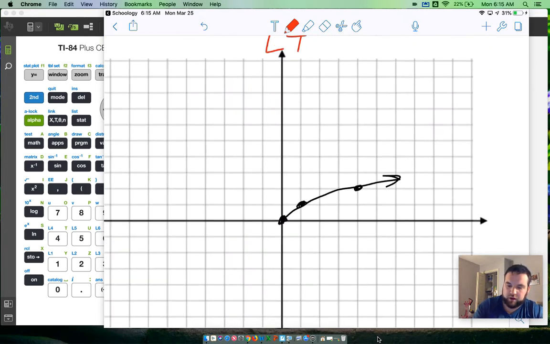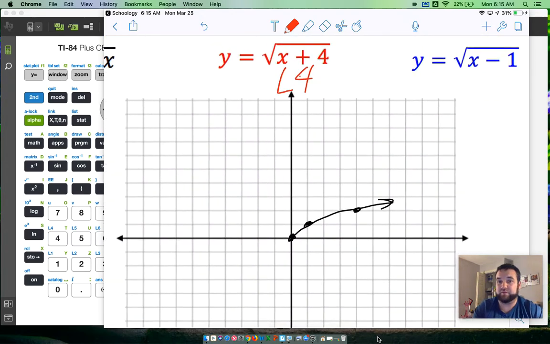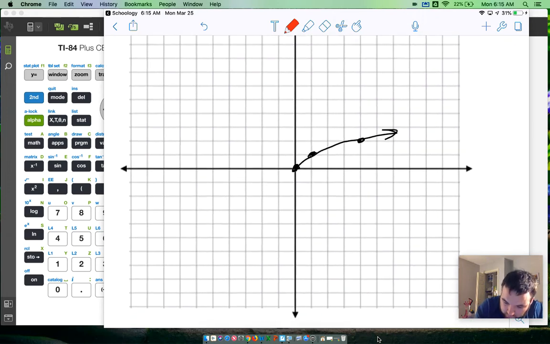So all I'm going to do to graph this, I could make a brand new table of values, but all I'm going to do is take each of these 3 points that we have, 0, 0, 1, 1, and 4, 2, and I'm just going to move each one to the left 4 units. So if we do that, there, and there. You can kind of see we have the same graph. It's just been shifted to the left.